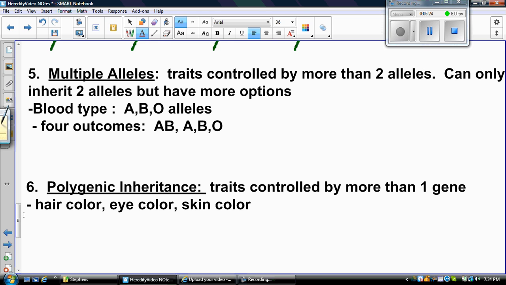For example, blood type is controlled by three alleles, A, B, and O. Now, you don't inherit three alleles. You still inherit one allele from mom and one allele from dad, but you just have more options than either dominant or recessive. You now have a combination. So now we have four outcomes with these alleles. You could have blood type AB, blood type A, blood type B, or blood type O.